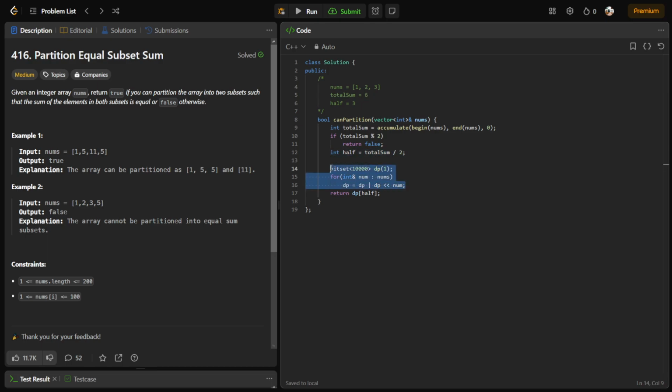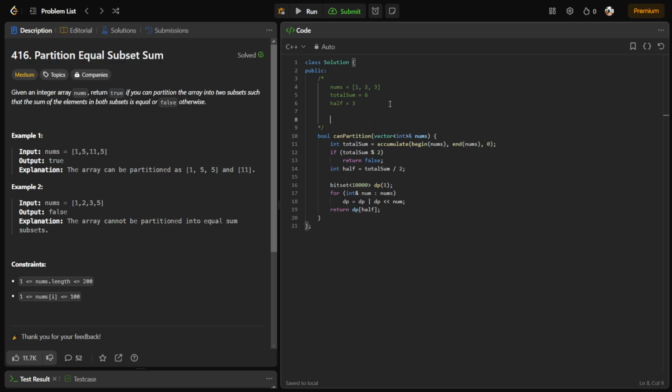Now here I'm using an interesting approach called the bitset, right? So what I'm doing is, for every number given, I'll store its occurrence inside the bitset, and when everything is done, all I need to do is return the half value inside of the dynamic programming. And if it exists, if there is a 1, it means that we can create the half using numbers inside the subset, right? Okay, so let me explain what I mean.